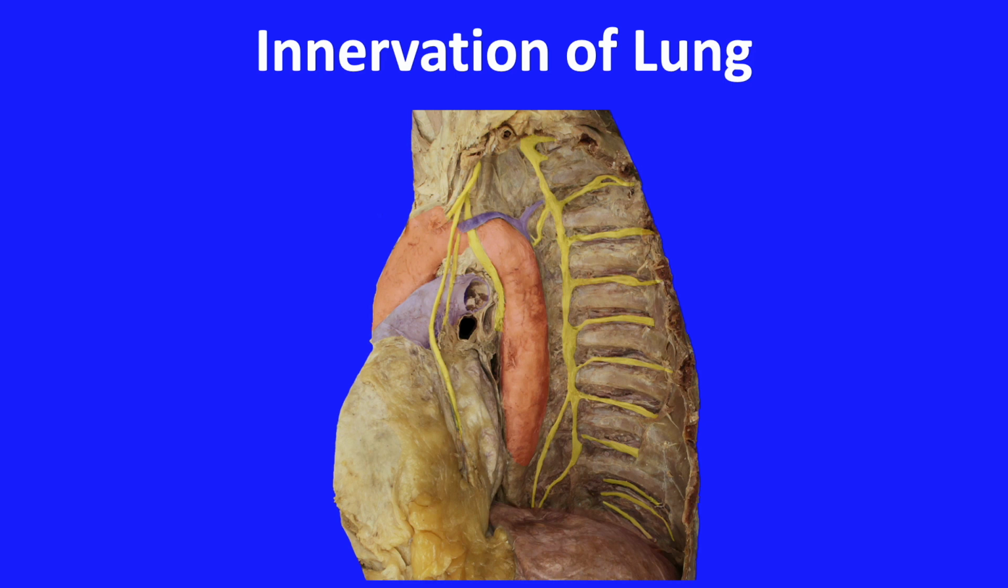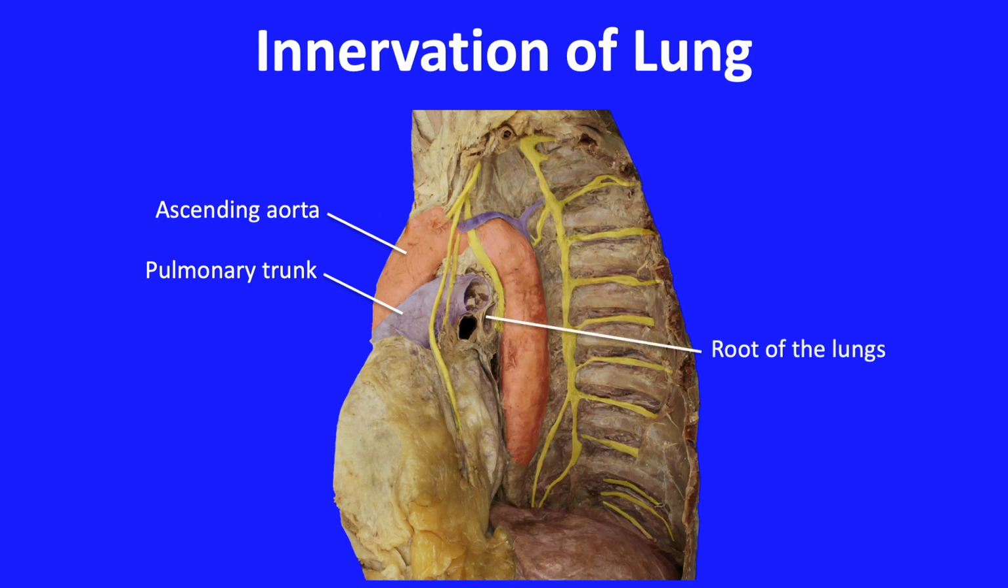The autonomic innervation forming the plexuses that enter the lungs ultimately arises from two sources. Shown here is a dissection of the thorax with the left thoracic cage removed. Let me now label structures for orientation: the ascending aorta, the pulmonary trunk, and the root of the lungs. The prominent nerve running anterior to the root of the lungs is the phrenic nerve. The parasympathetic innervation to the lungs is from the vagus nerve, now labeled. Note, the corresponding vagus nerve runs posterior to the root of the lung. The phrenic nerve runs anterior to the root of the lung.